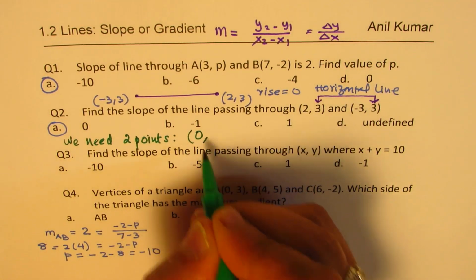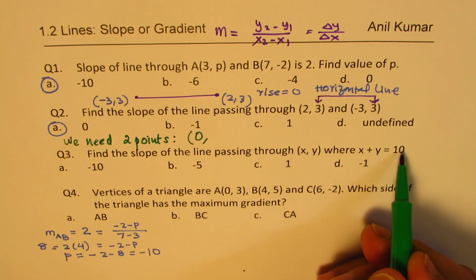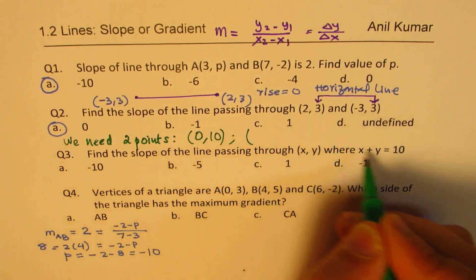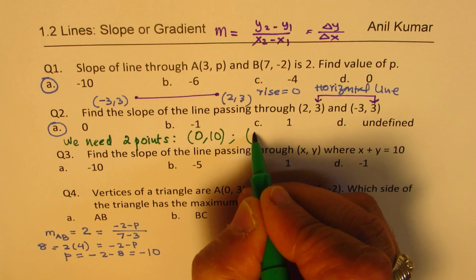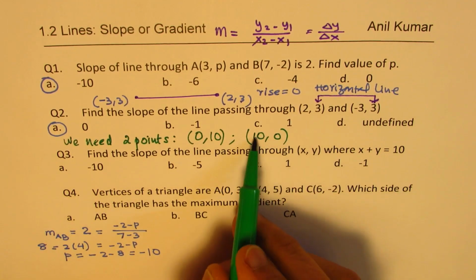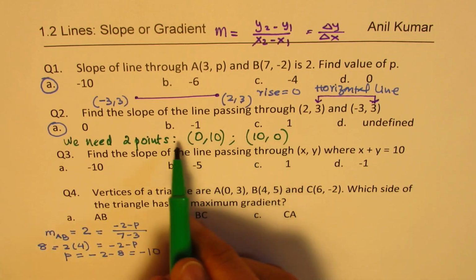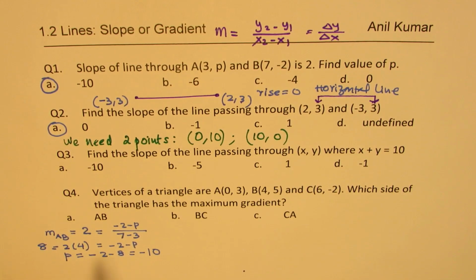So if x is 0, then y is 10, correct? Yes, of course. And if y is 0, well, then x is 10. So the points are (0, 10) and (10, 0). 10 plus 0 is 10, 0 plus 10 is 10. So we get 2 points. You get an idea. So this is a thinking question. Once you get 2 points, then it is kind of easy.